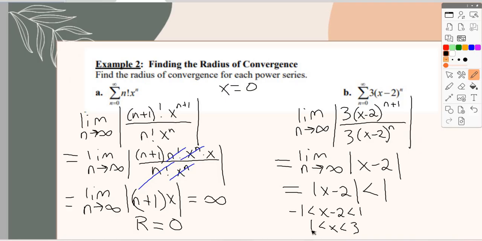Now, it doesn't ask us for the interval. I only need the interval to figure out what my radius is. So we're centered at 2. How far from 2 did I have to go to both sides to get to 1 and 3? I'm centered at 2. 1, 2, 3. How far did I have to go this way and this way? Just 1. So that means my R is 1.